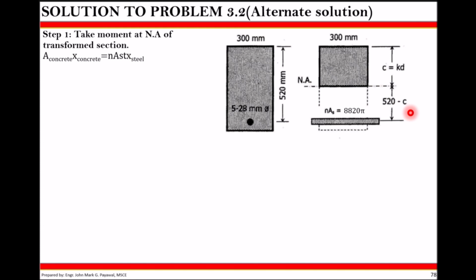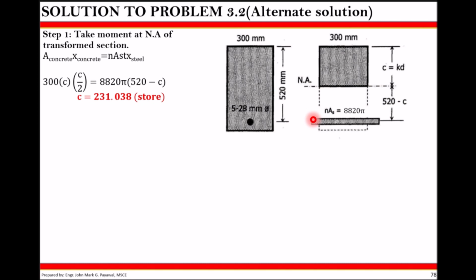So this is the area of the concrete by its lever arm equal to the area of transformed steel by its lever arm. So c can be computed by this equation. Area of concrete 300c, lever arm c over 2. Area of steel 8820 pi, lever arm 520 minus c. So please compute for c, pause the video, and try if you could come up with the exact value equal to 231.038 millimeters. Again, that is from the extreme compression fiber to the neutral axis.